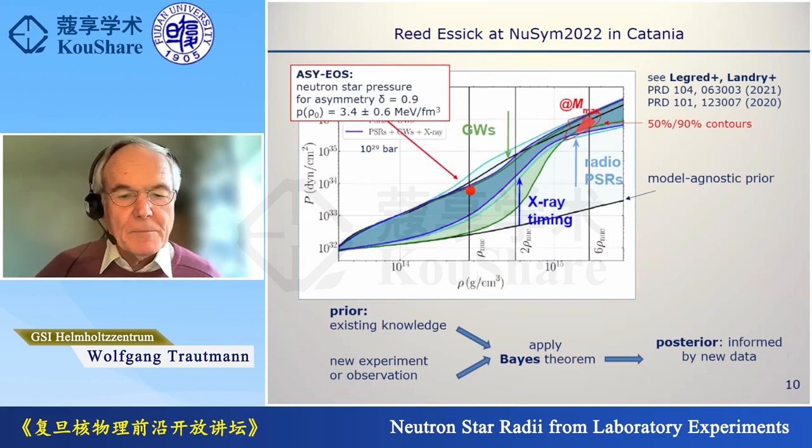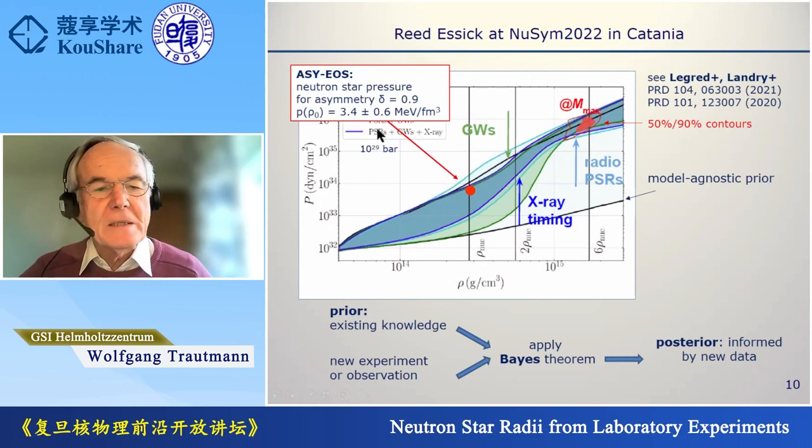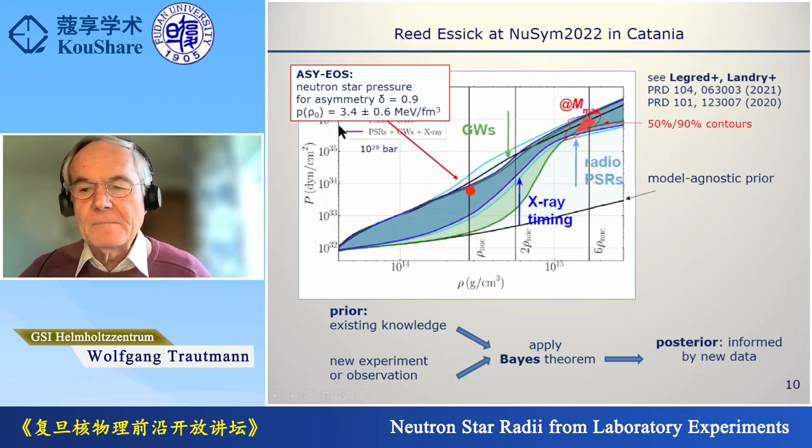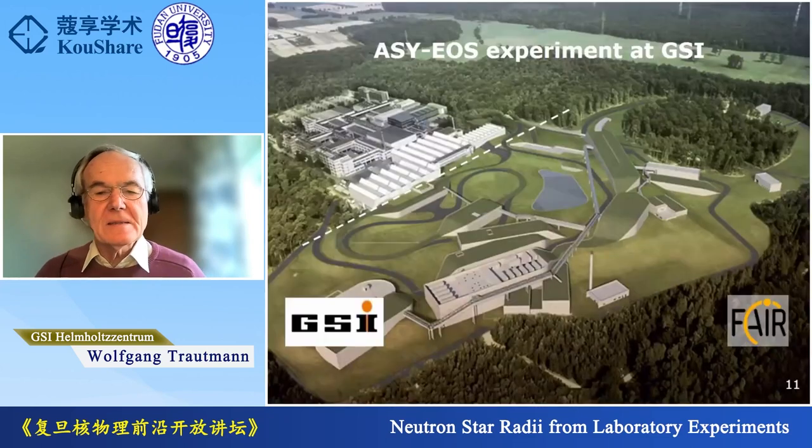And then I give you an example here, the ASY-EOS experiment, which I will present to you in a minute, performed at the GSI. And from that data, the neutron star pressure at saturation density was derived, and this is the value that came out from this experiment. And it's an example that nuclear reactions and nuclear structure can provide us with information here in this region of lower densities. So let's come to the GSI.